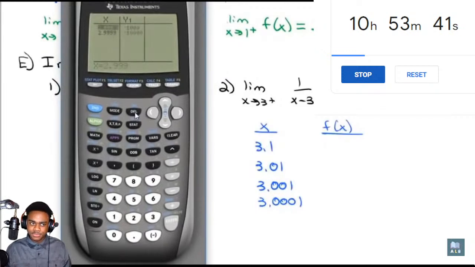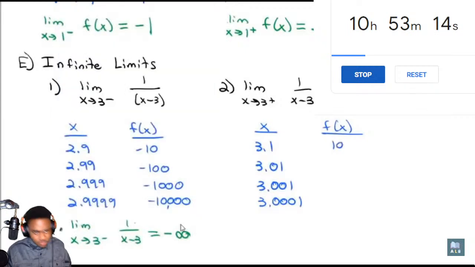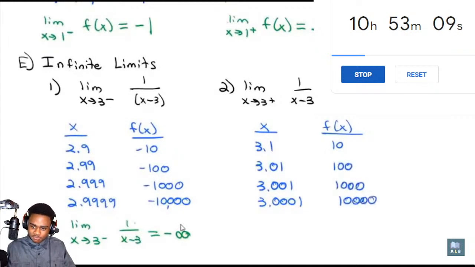Same function, so I don't have to type it in again. But for my x values, we're going from 3.1 to 3.01 to 3.001. Whoops, got an extra 0. 3.001. And then finally 3.0001. And we see the exact same pattern starting to happen here. We've got 10, 100, 1,000, and 10,000. The only difference is now the graph is not negative, instead it's positive.